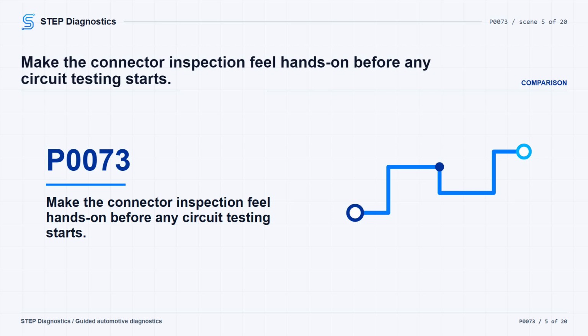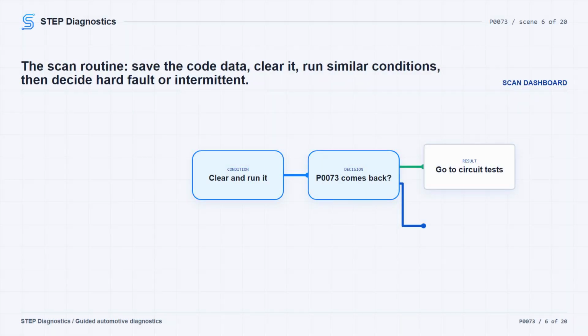Then inspect the sensor connector before unplugging anything. Make sure it is fully seated and locked. After that, disconnect it and look closely for water intrusion, pushed-out terminals, spread terminals, corrosion, burnt terminals, or damaged terminal fit. Next, scan the vehicle and record the codes, captured operating data, and a scan report before clearing anything.